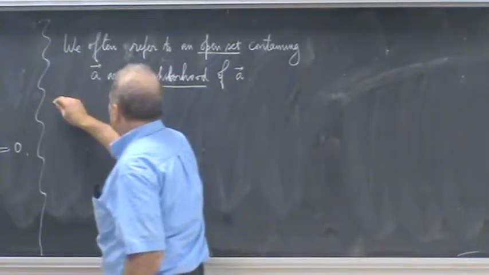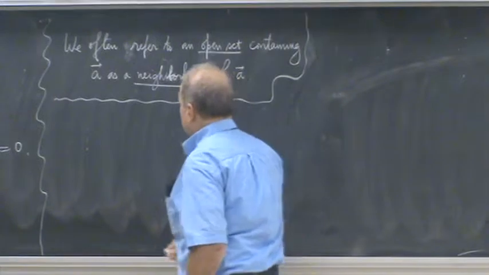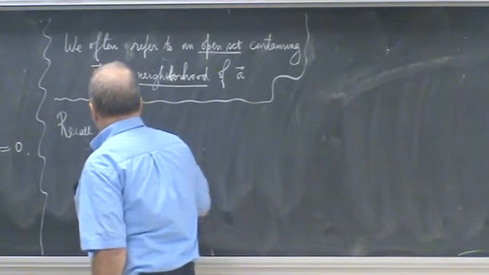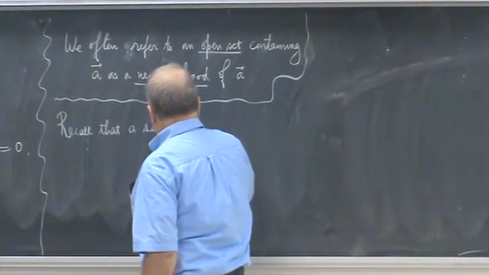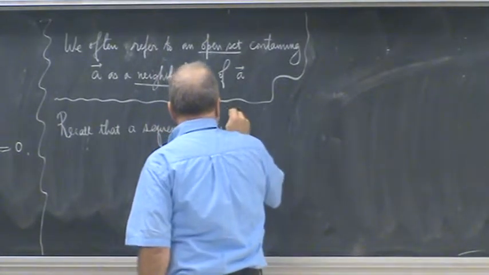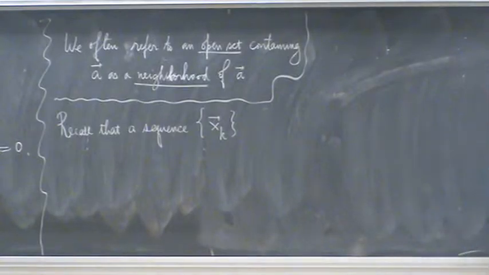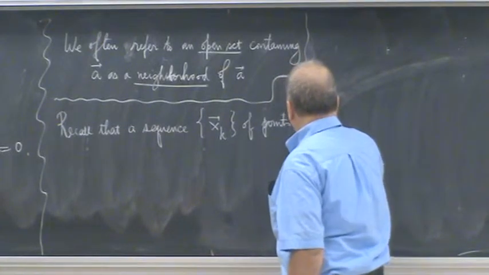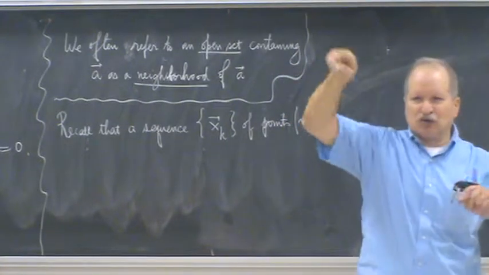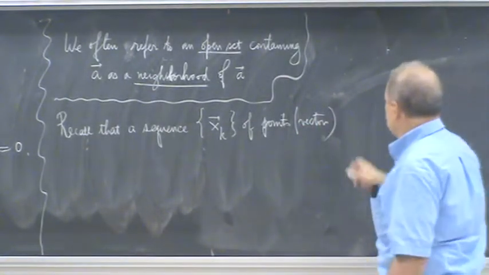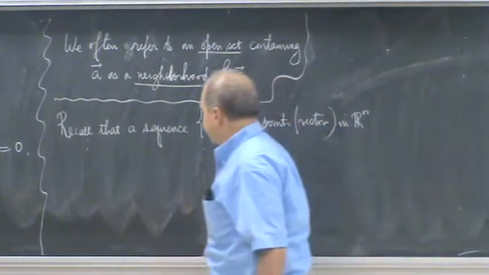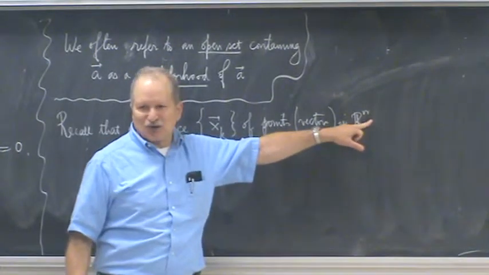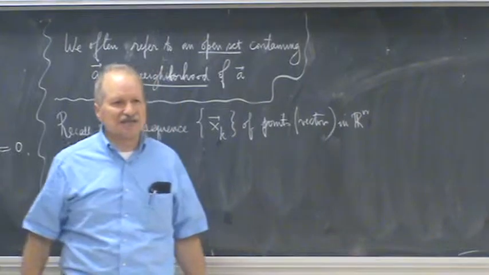Okay, so what I promised you on Friday we would start with is a discussion of sequences. So a sequence of vectors or points in Rn. So I don't care whether you think of them as actual vectors with arrows or whether you just think of them as points. I think it's probably better to think of them as points. What is a sequence? And notice I'm using a K here and not an N because we're in Rn. So you don't want to use N both places.